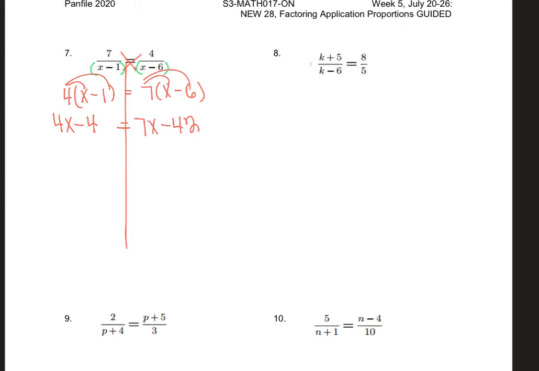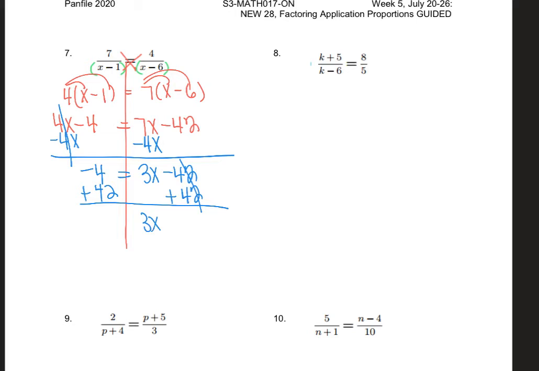I need my x's on one side, so I'm going to subtract the 4x. Now I do have a choice because there's x's on both sides and there's number terms on both sides. There's constants. Those cancel. I get negative 4 equals 3x minus 42. I add 42 to both sides.